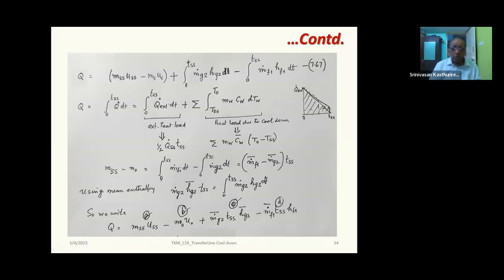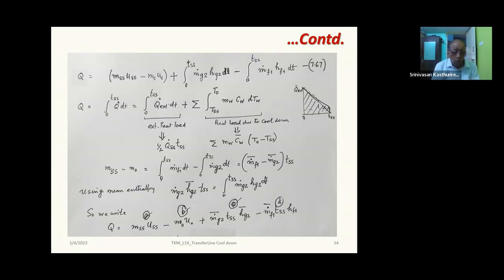Okay. What about the heat flux of cool down, the second term? Here also we can replace this integral by an average value. So it is the summation of MW, the mass of various components, then the average specific heat, and then T0 minus TSS. T0 is the ambient temperature, TSS is the steady state temperature. So MCP delta T, we are now rewriting it this way.